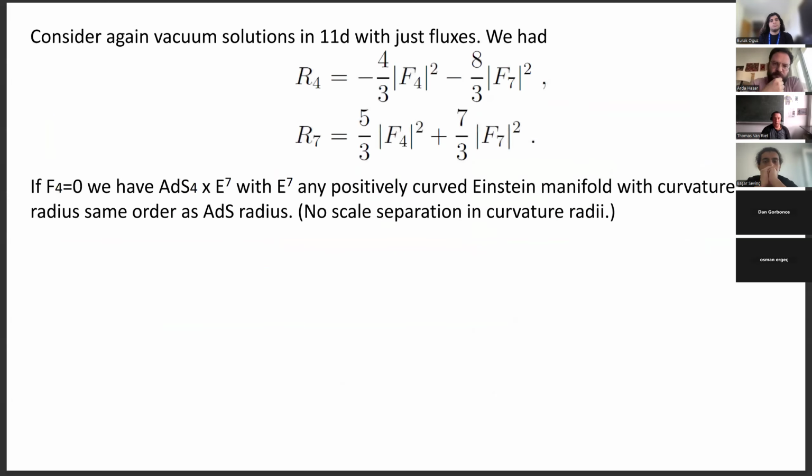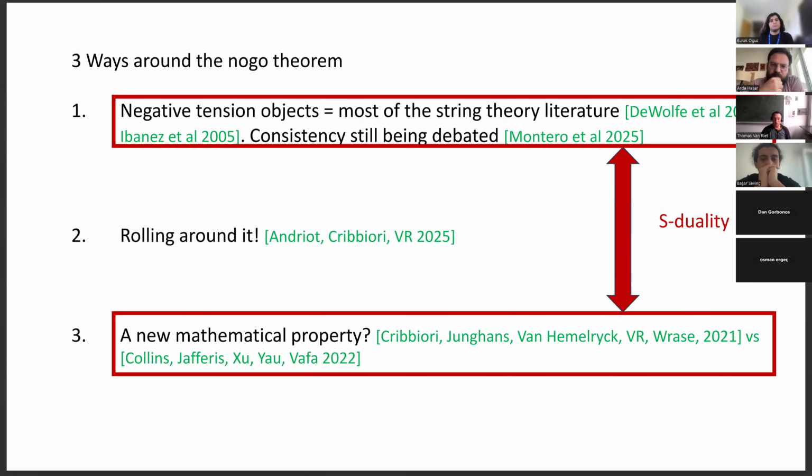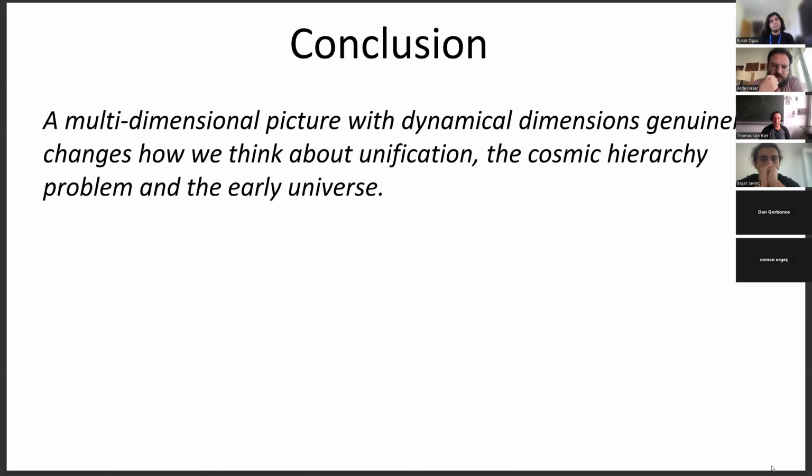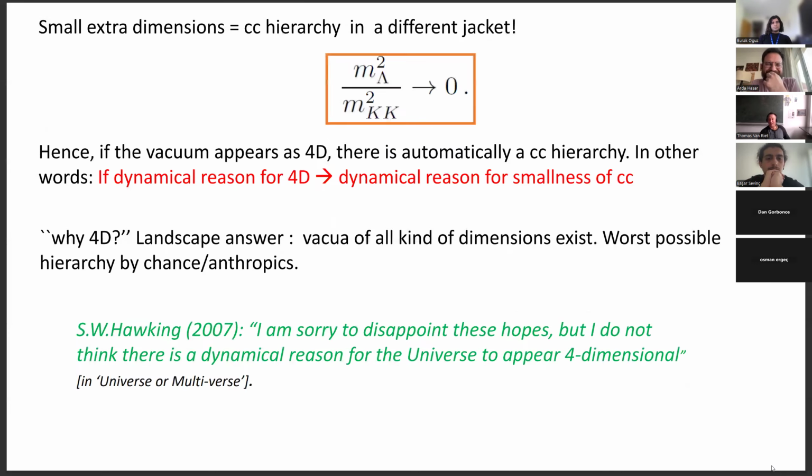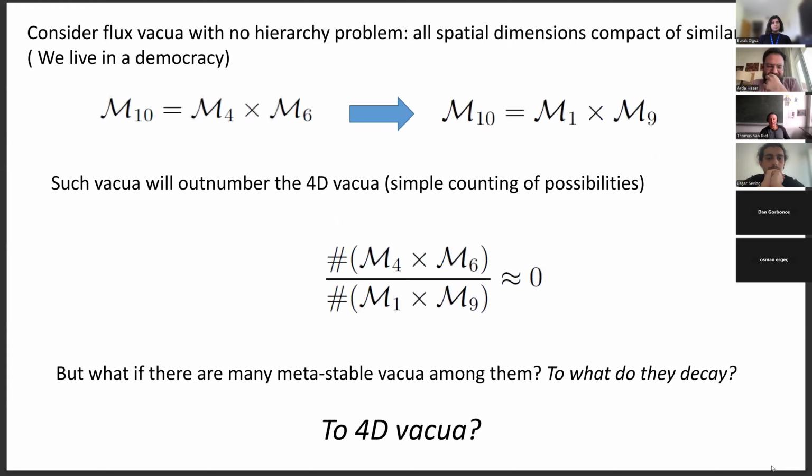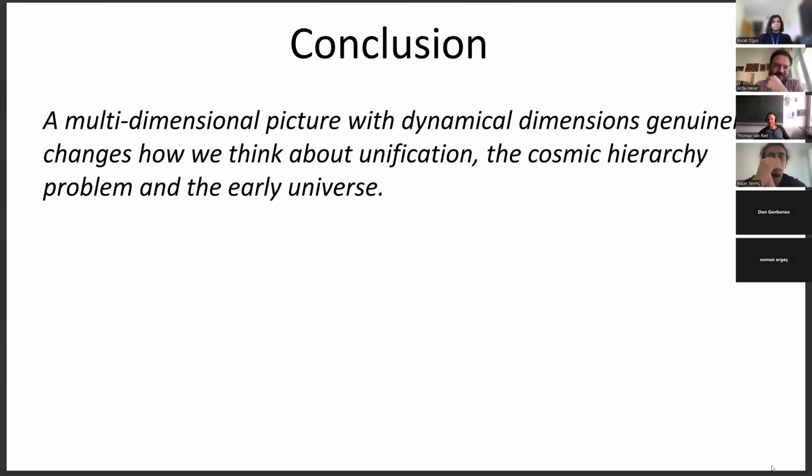All right, so let me conclude. I had way too much. I also wanted to explain something beautiful and mathematical, that the first thing I can actually relate to the third thing, but that's another story. So the conclusion is that the multidimensional picture with dynamical extra dimensions, I think, genuinely changes how we think about unification and the cosmic hierarchy problem, and also the early universe, which I even have an appendix about, but I have no time. So thank you very much for listening.